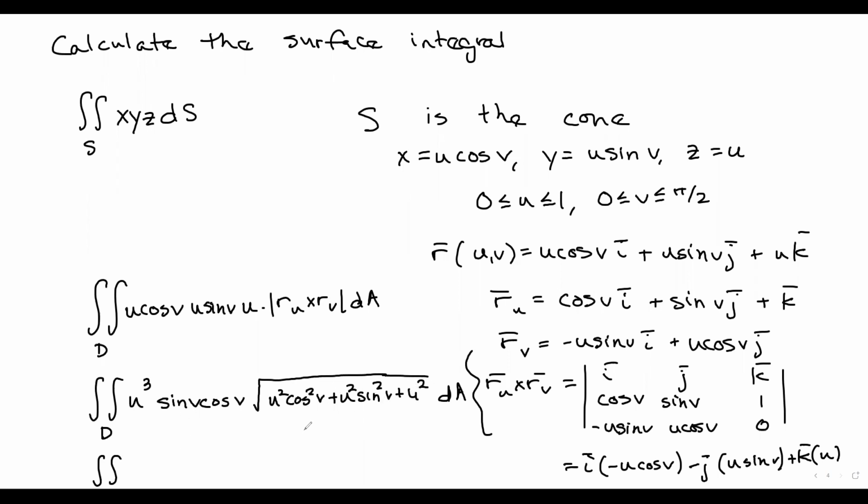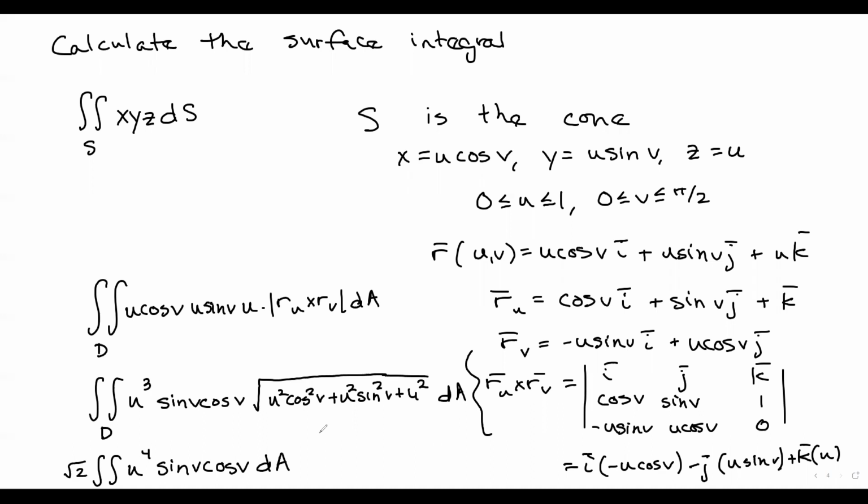Again, sine squared plus cosine squared is 1. So you could factor out the u squared and you would get u squared times sine squared plus cosine squared, which again is 1. And so you're just going to get u squared there. So you get u squared here plus another u squared. That's going to be 2u squared. The square root of 2u squared is going to be square root of 2 times u. And then you could put the other u in here with u to the third. So we're going to have u to the fourth, sine v, cosine v, dA.